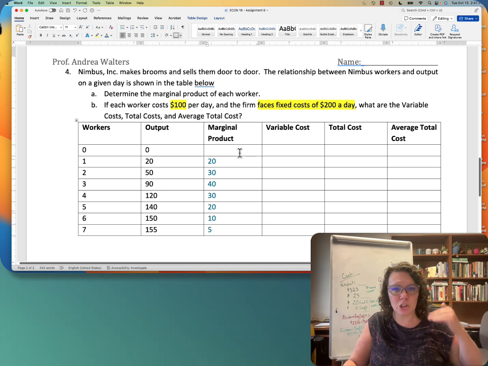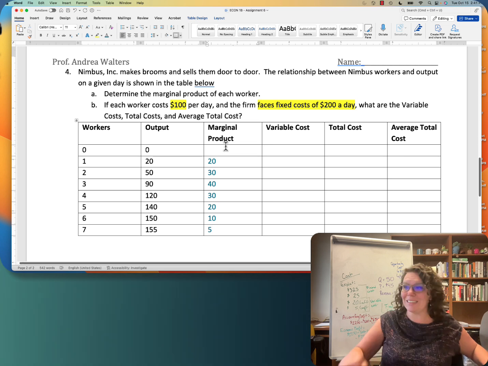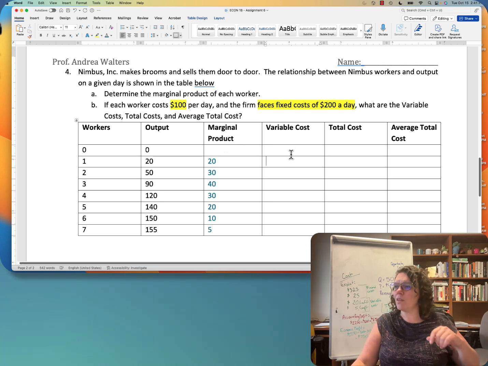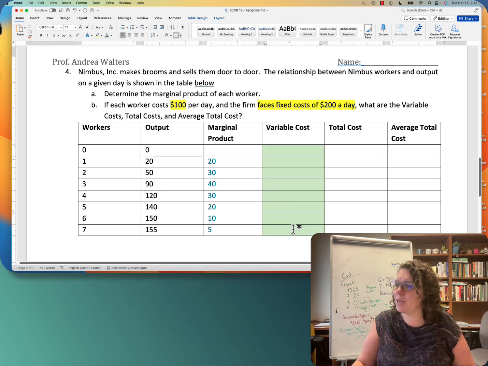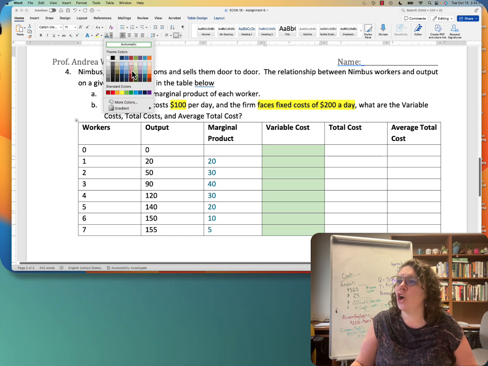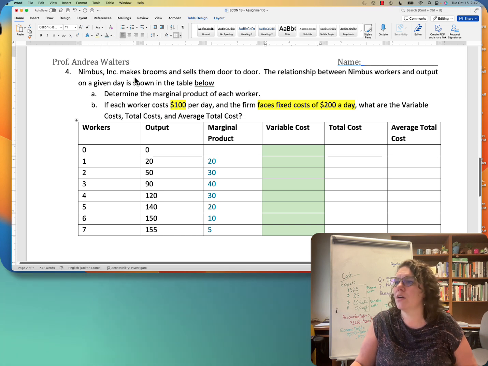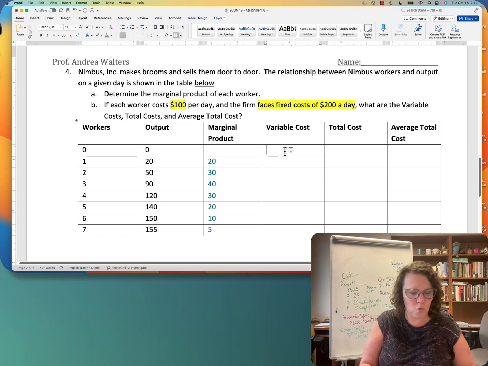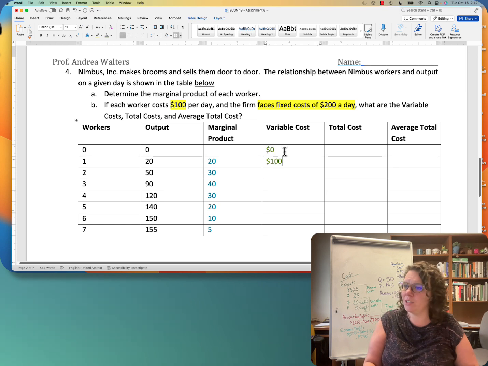And we can see how that marginal product is diminishing because each worker is a little bit less productive. Our variable costs are going to be based on our labor costs. So we're going to have $0 in variable costs when we're not hiring any workers. The first worker is going to cost $100. 2 workers will cost us $200, and so on. We're just multiplying the wages, which is $100 per worker per day, by the number of workers.